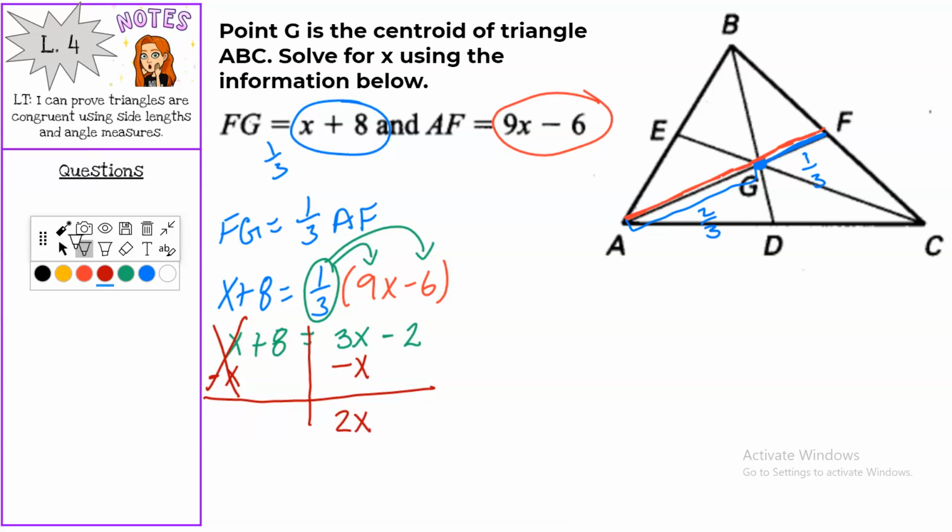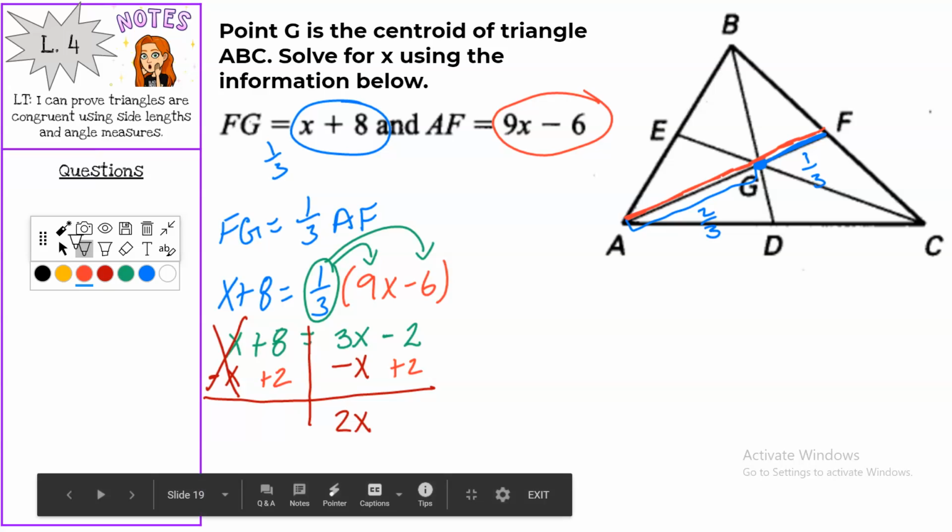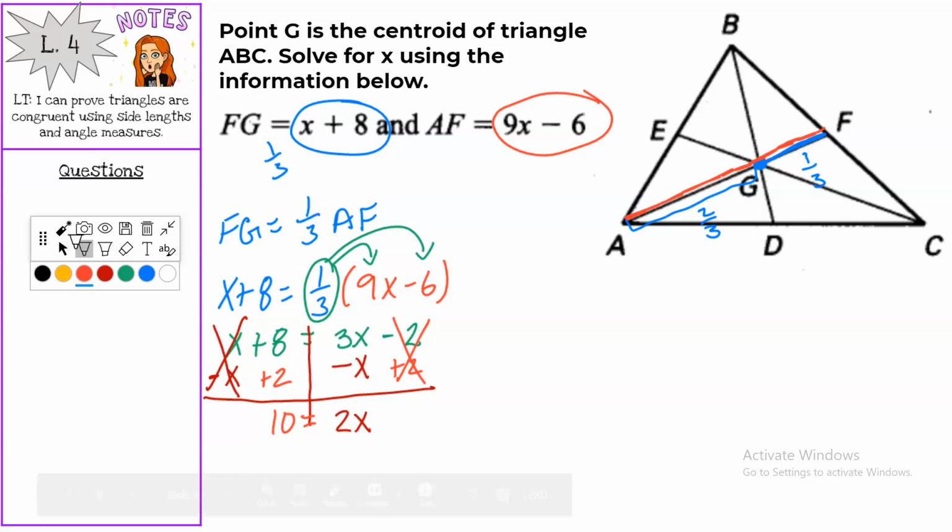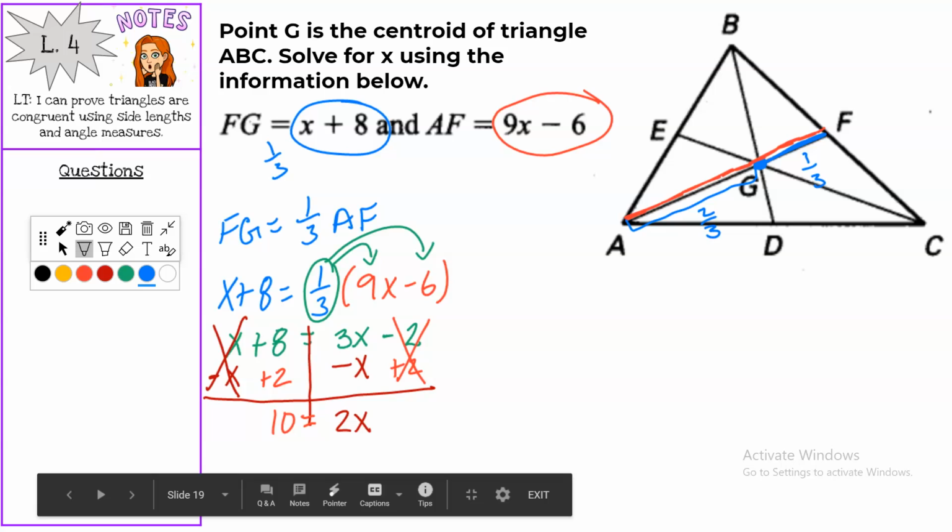Now that I've gotten my x's to one side, I want to bring my numbers to the other side. So I want to undo this minus 2 with plus 2 on both sides. 8 plus 2 is 10, and negative 2 plus 2 is 0. So we have 10 equals 2x. The very last step is to get x all by itself with division. Divide both sides by 2, and we get x equals 5.